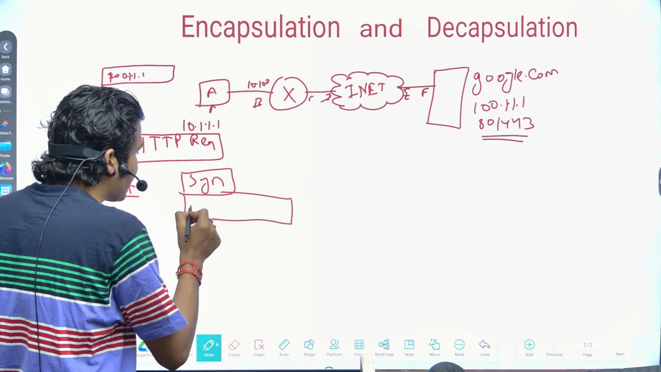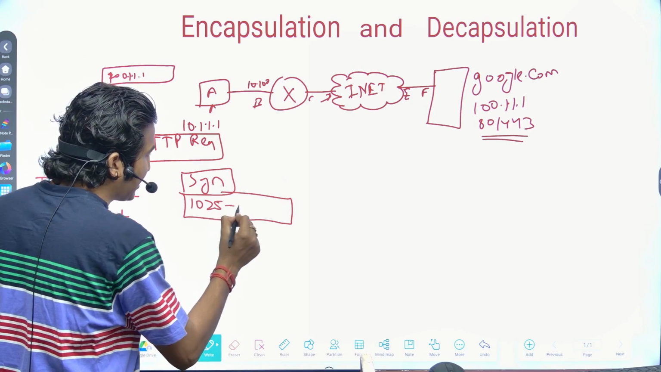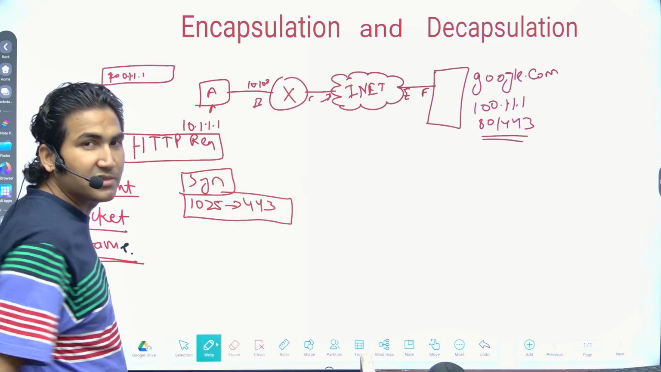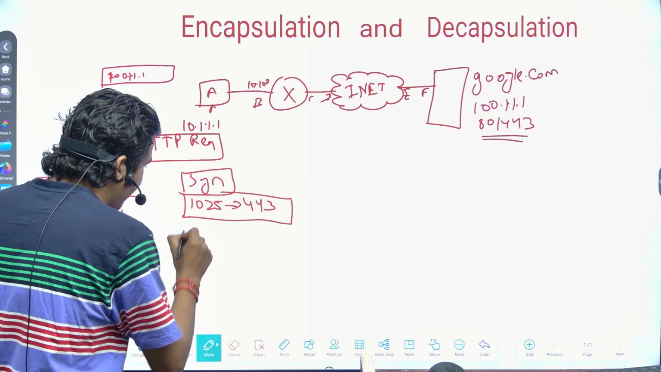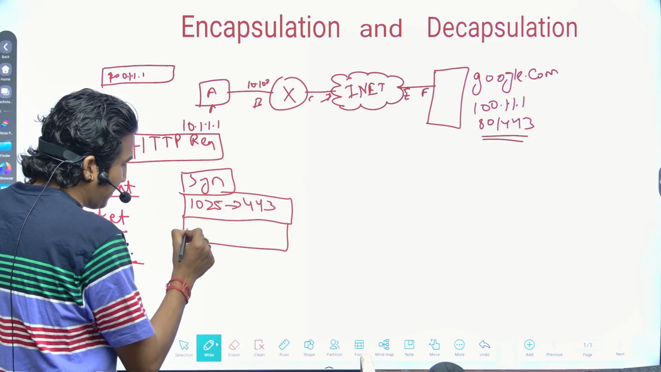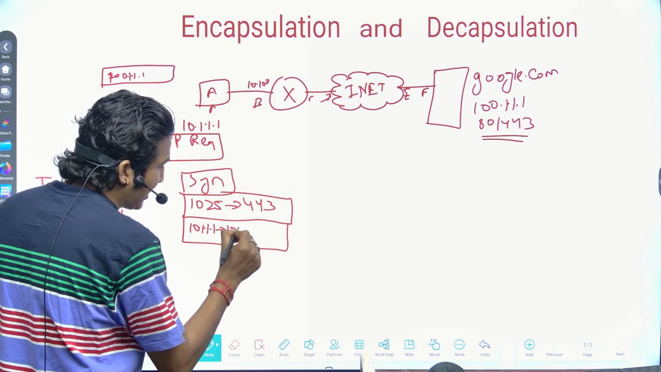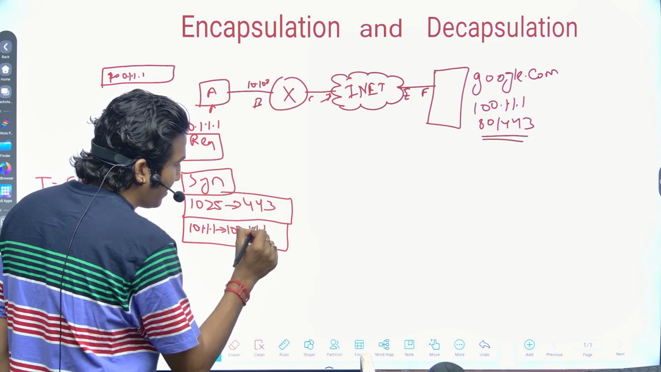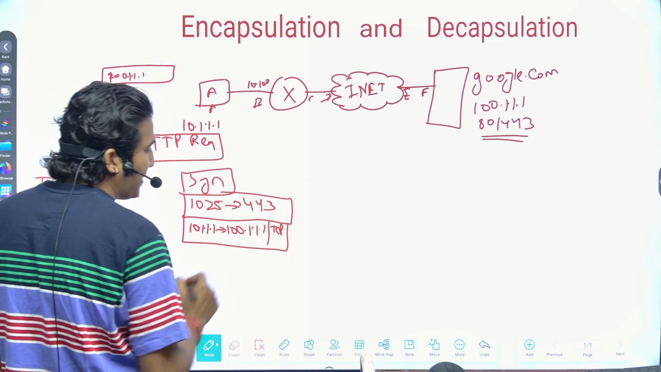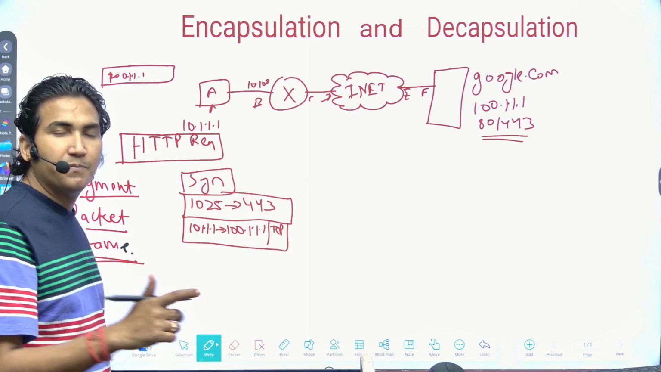In the extra information, source port number 1025, any random port number, and destination port number 443. Now we can call it a segment. Then at the network layer, we'll have what? Source IP, which is 10.1.1.1, destination IP 100.1.1.1, and protocol value TCP, protocol number, and TTL value will be there. Right now we can call it a packet.